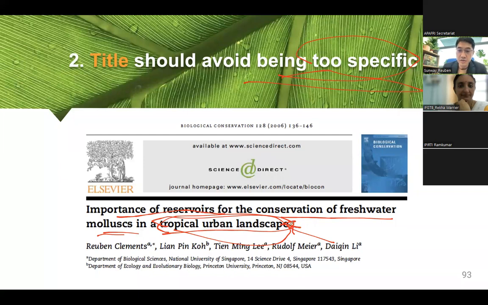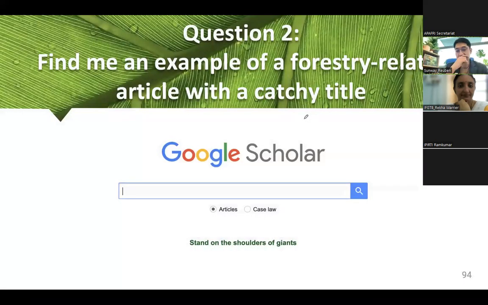Again, this could also apply to a tropical urban landscape like Kuala Lumpur, for example. But if you write Kuala Lumpur there, it doesn't seem as nice. So just try to think of a vague general term, and that will boost your chances of your paper getting into a publication. Sorry.